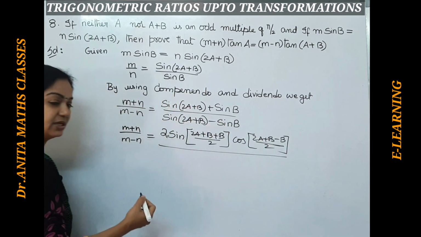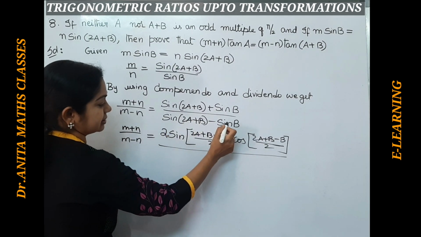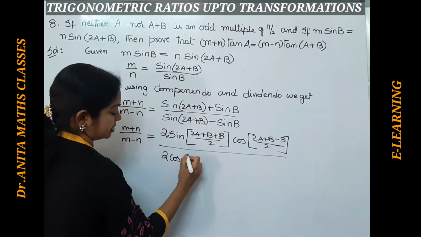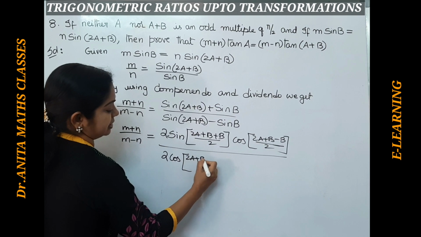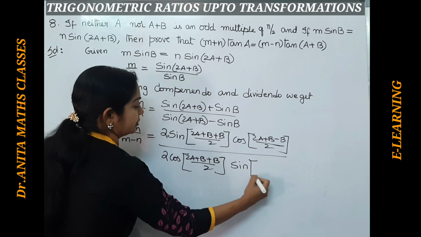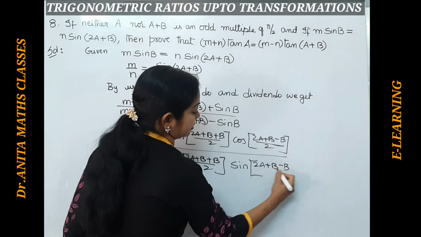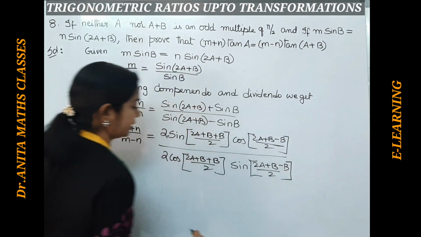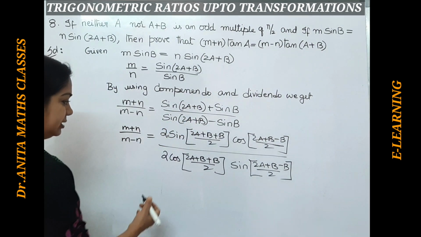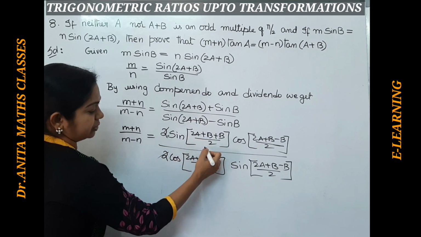Even we do the transformation formula for the denominator part. This is sine C minus sine D. So 2 cos((2A plus B plus B) by 2) sin((2A plus B minus B) by 2). If it is plus, we start with sine. If it is minus, we start with cos. Here the 2 and 2 get cancelled.